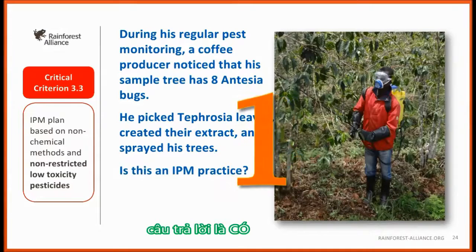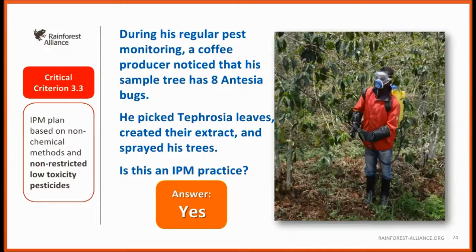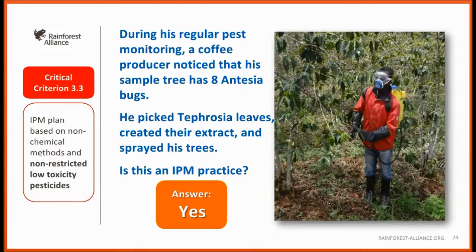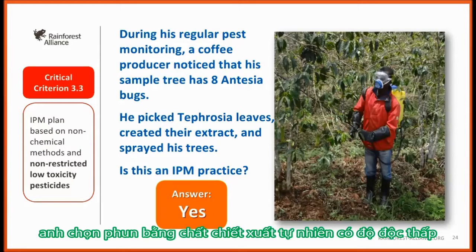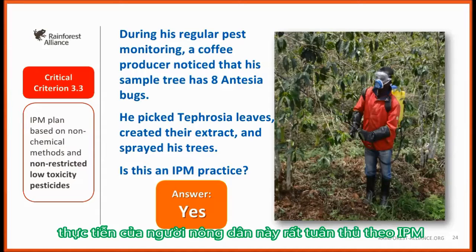The answer is yes. In this case, the farmer has been conducting regular monitoring of pests and observed that Antestia bugs have gone beyond the economic threshold level. Based on this observation, he has decided to spray. He has chosen to spray with a natural extract, which is of low toxicity. His practice is very much in compliance with IPM.